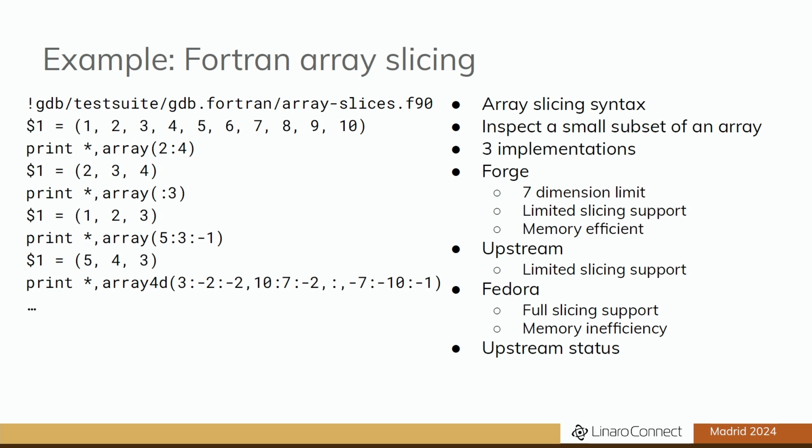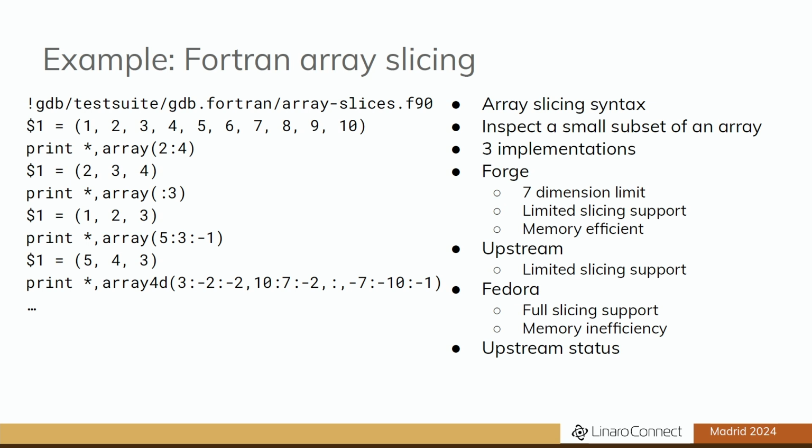And the story here is that there were typically 3 implementations of this hanging around. One in upstream, one in downstream Forge GDB, which is basically the upstream implementation but with fixes that customers had reported. And there was an implementation hanging around in Fedora as well. The upstream implementation was flawed in that it didn't support all forms of array slicing, but it was very memory efficient.